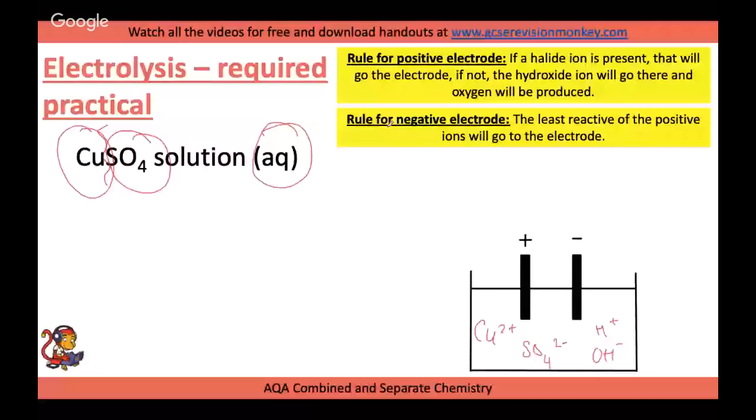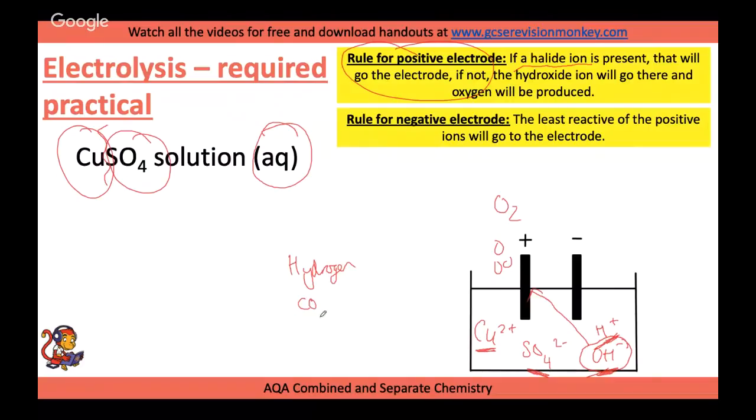So we use the rules. For the positive electrode, if there's a group 7 halide ion present, that will go to the electrode. So let's have a look. We've got SO4 2- and hydroxide. None of those are in group 7. So we say that the hydroxide ion goes there and produces oxygen. And at the negative electrode, we look at the ions. We've got copper and hydrogen. And if you remember, I said before that hydrogen's pretty low down in the reactivity series, but copper and silver are actually less reactive. So the copper will go to the electrode and coat it there, turning into copper.